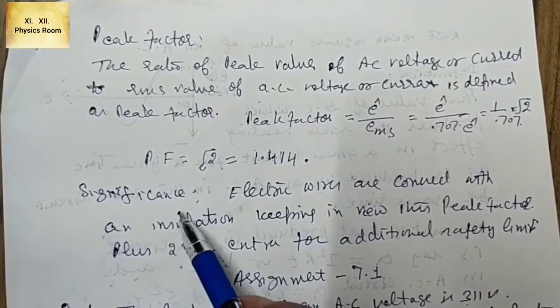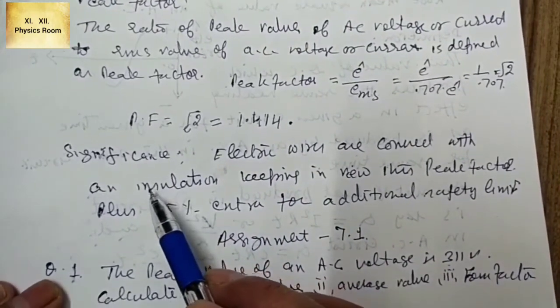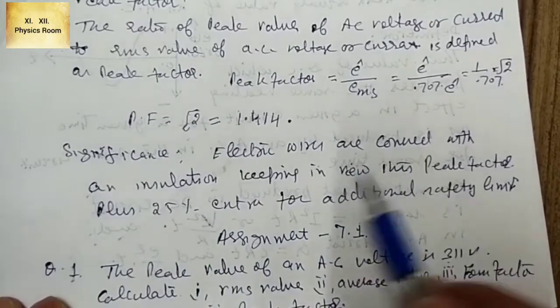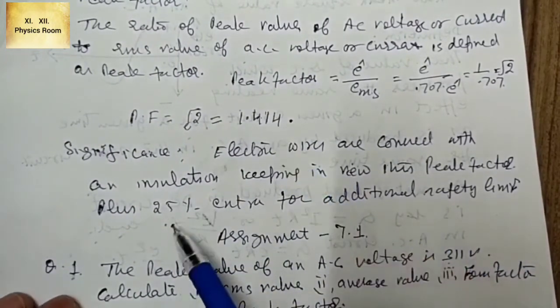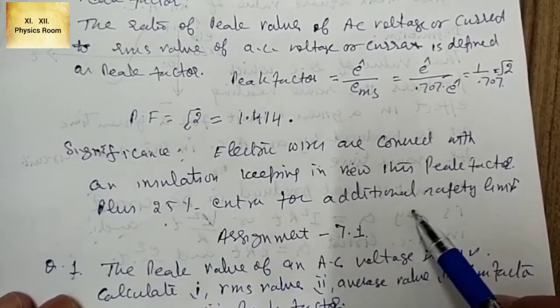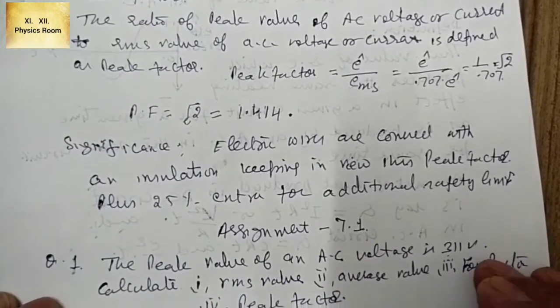Now what is the significance of peak factor? Electric wires are covered with insulation keeping in view this peak factor plus 25% extra for additional safety limits.